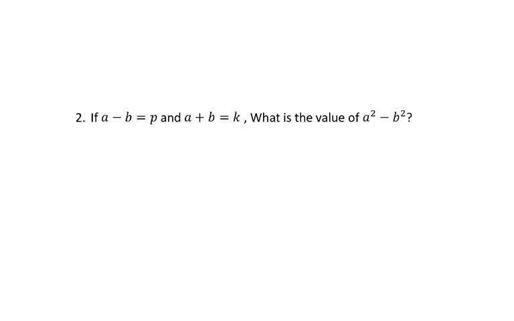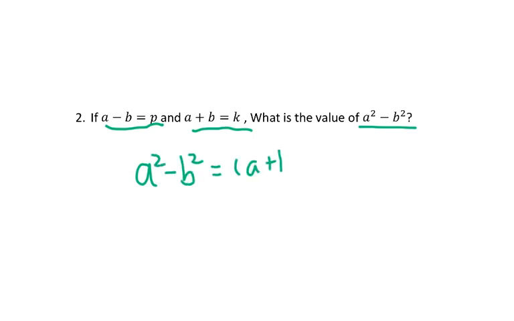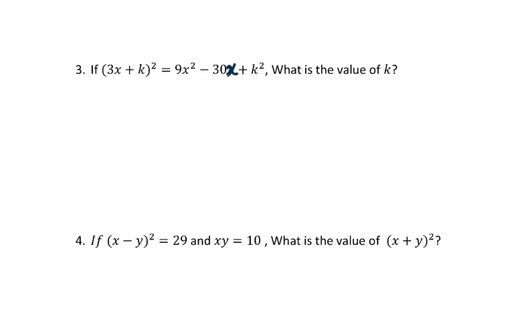Now for number 2, a minus b equals p, and a plus b equals k. What's the value of a squared minus b squared? For a squared minus b squared, we factor and you will get (a plus b) times (a minus b). Therefore, it is k times p. That's the answer.